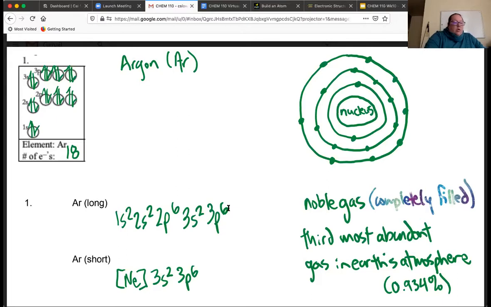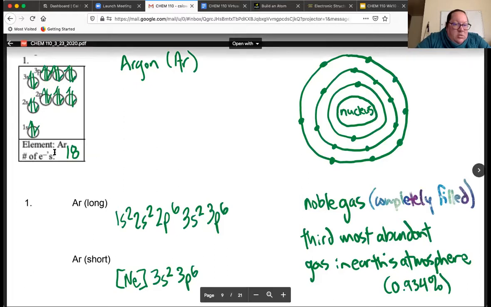And here's how you know if you set it up correctly. If you add up each of these superscripts, so 2 plus 2 is 4, plus 6 is 10, plus 2 is 12, plus 6 is 18, that's the total number of electrons that argon has.